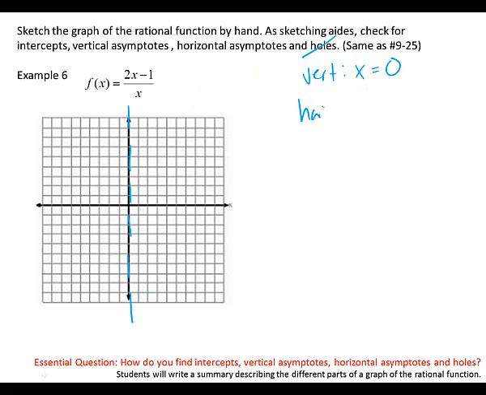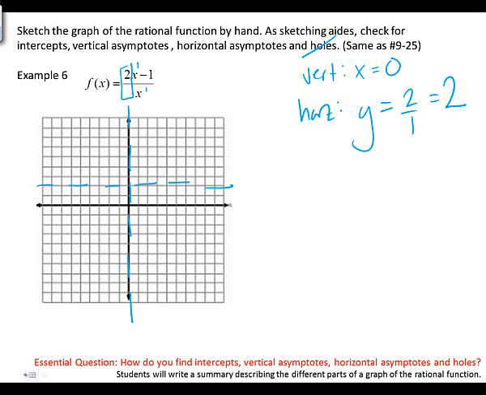All right, let's talk horizontal asymptote. So for the horizontal asymptote, I start by looking at the exponents. What do we notice about the exponents? They're the same. So how do I get the horizontal asymptote? The leading coefficient. So I do y equals 2 over 1 or just 2. So I'm going to draw a horizontal asymptote at y equals 2.